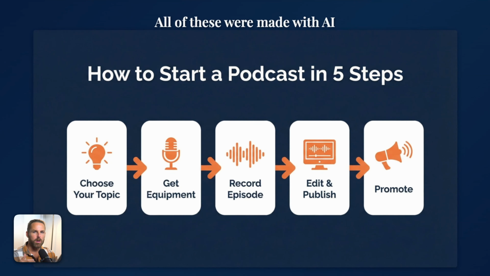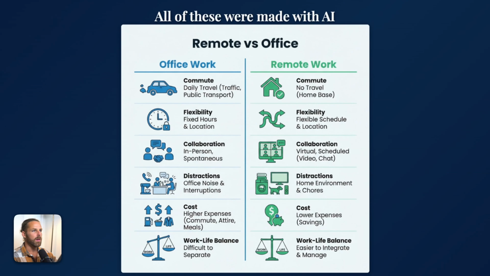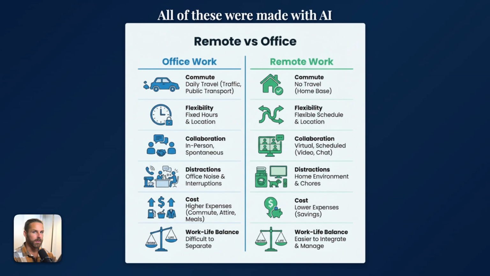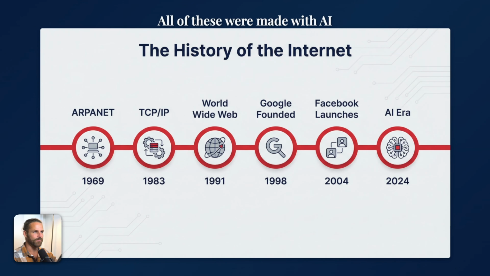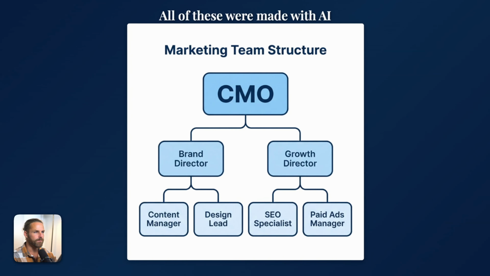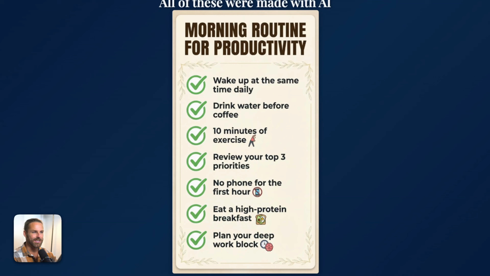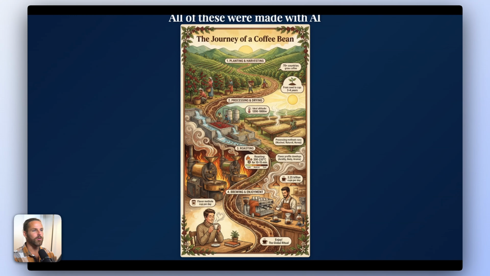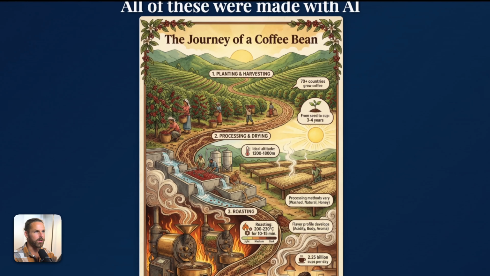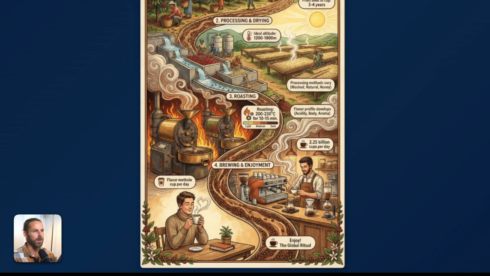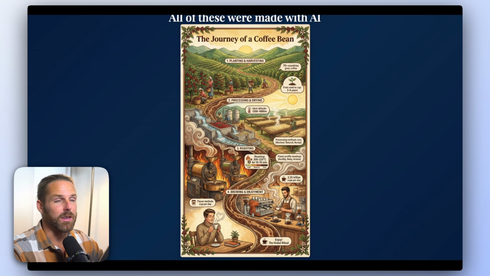So in this video, we're going to cover a few different types of infographics. For example, here is a workflow for starting a podcast. Here is a comparison list. Here is a timeline. Here's a hierarchy diagram. Here's a checklist. And here is a fun storytelling infographic that shares the coffee process. As you can see here, we don't have any spelling errors. We have plenty of text. We have coherent art. Everything is in a good style. And the truth is, this is really easy to do now.